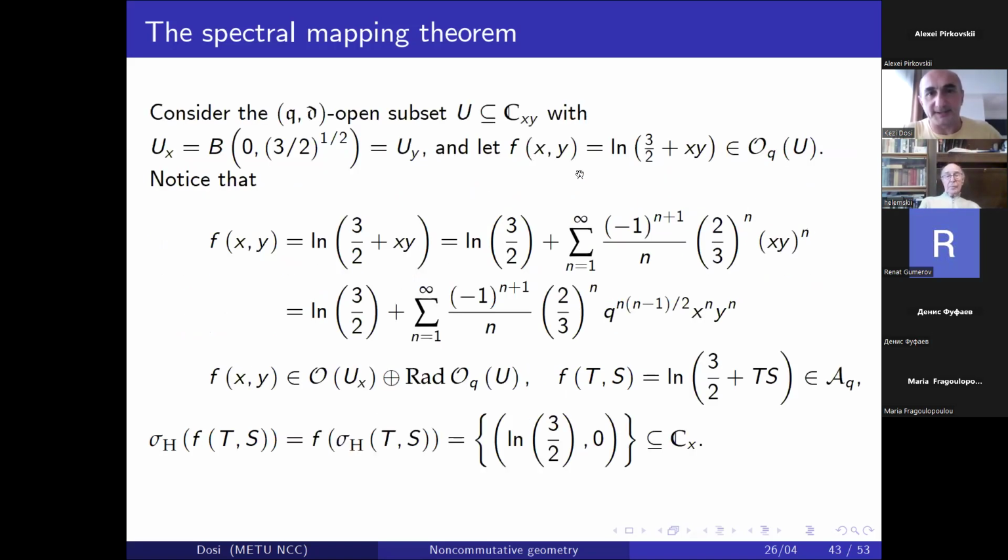So look at this example. Let's take an open set as a union of two disks, and let's take this function, ln(3/2 + xy). Again, you should expand it into a Taylor series, using the elementary properties of the elementary algebra, the quantum plane. You will see that this is from this direct sum, OQ and the radical. Look, we have plenty of stuff from the radical here. Apply it to the operators T and S. It makes sense, so you can calculate its spectrum. Look, the spectrum mapping theorem works here.